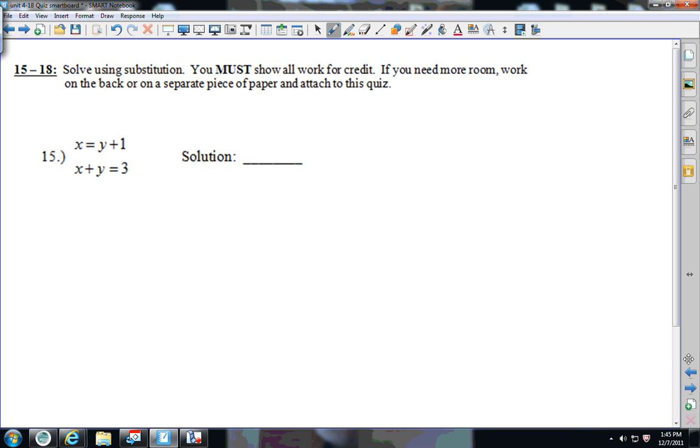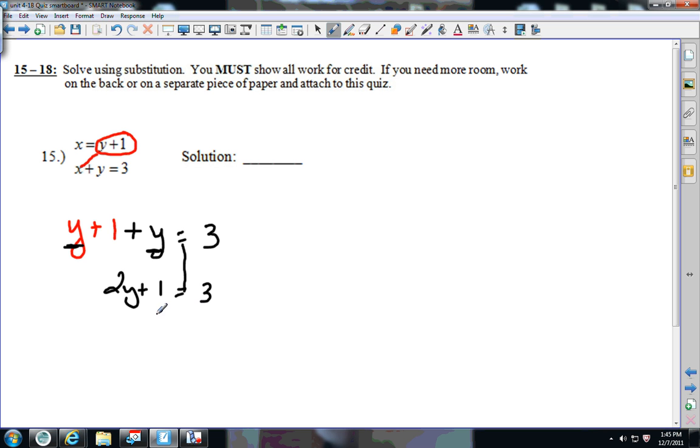Next. Okay, it wants you to solve this by substitution, and you have to show your work. I'm going to circle this here. This is what x equals. I'm putting it in here for x. I get y plus 1. Now write the rest of the problem. Put plus y equals 3. Now put your y's together. You get 2y plus 1, and that equals 3. Subtract 1 from each side. 2y equals 2. Divide by 2. Y equals 1.